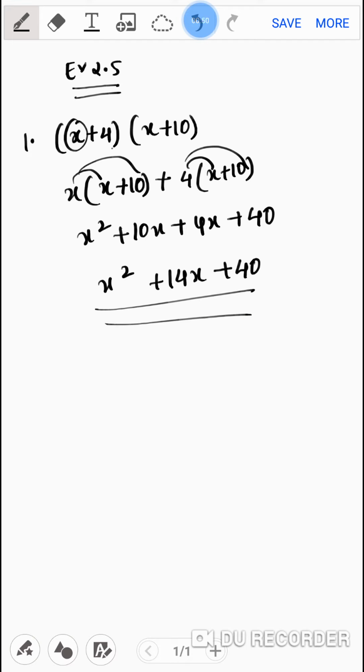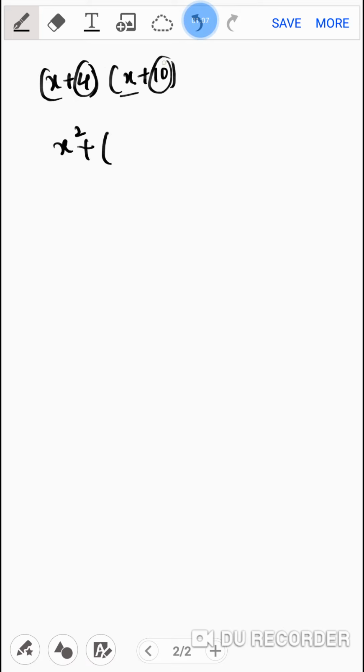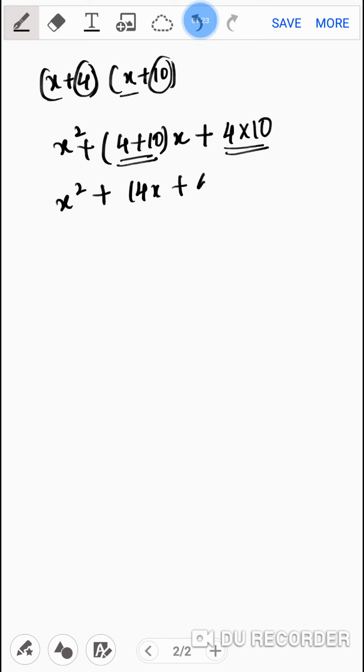For that I will give you an example. I will be solving the same question with the identity: x plus 4, x plus 10. In that case you have to take the first term's multiplication, so it will be x square, plus the second two terms you have to add and multiply with x outside the bracket, plus 4 into 10, the two second terms you have to multiply. First you have to add, next you have to multiply. Clear? Your answer will be something like this. Same answer you will get.